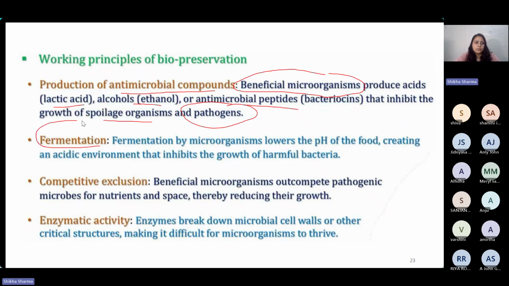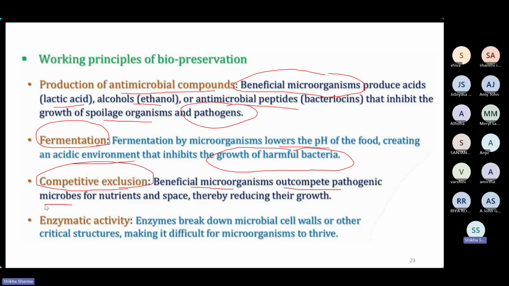Then there is another mechanism, which is fermentation. Fermentation will lower the pH of the food and create an acidic environment, which will inhibit the growth of harmful bacteria. And then there is competitive exclusion, where beneficial microorganisms outcompete the pathogenic microorganisms for their nutrition and space, so pathogen growth can be inhibited by competitive exclusion.